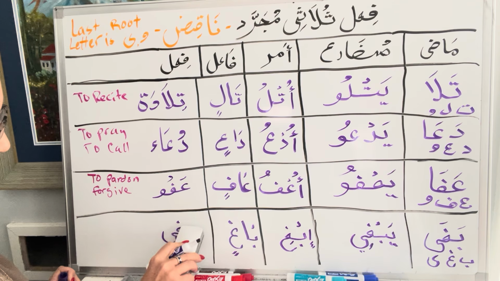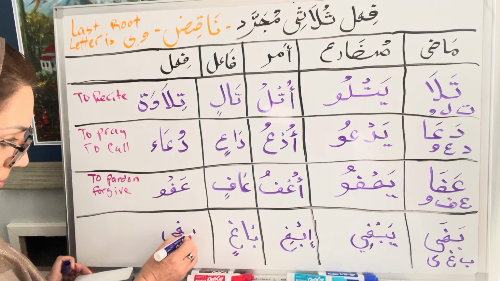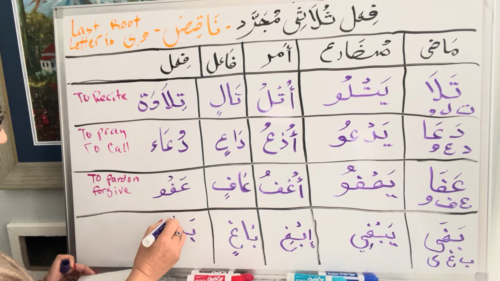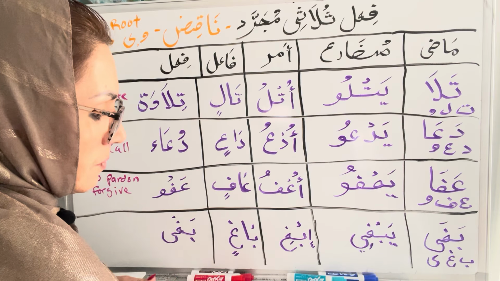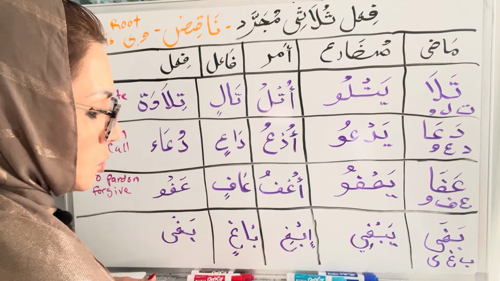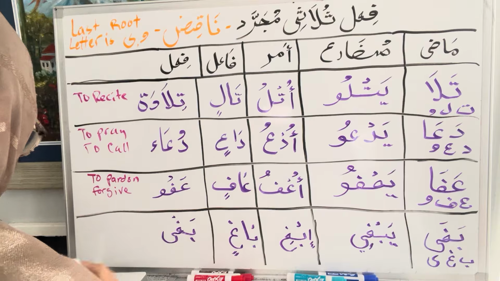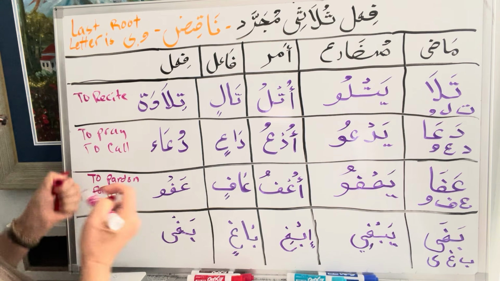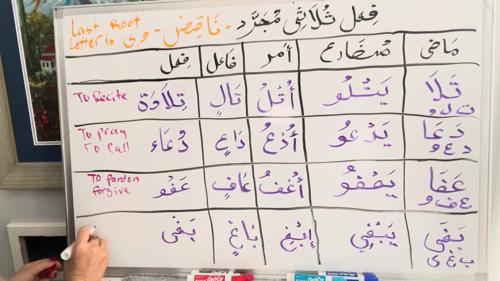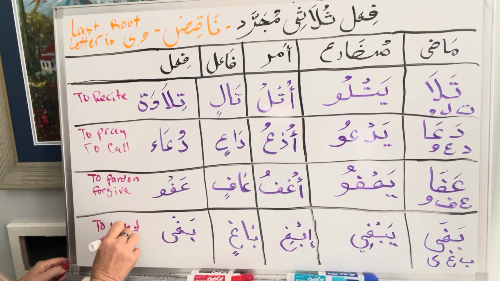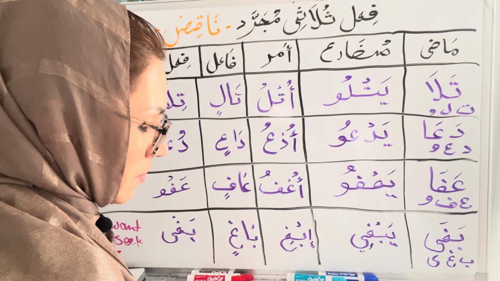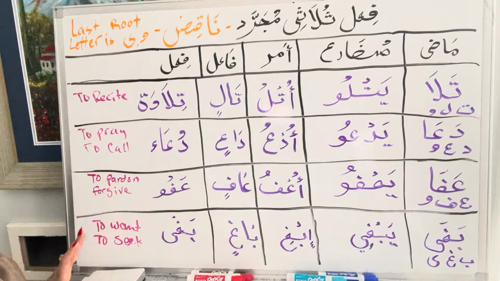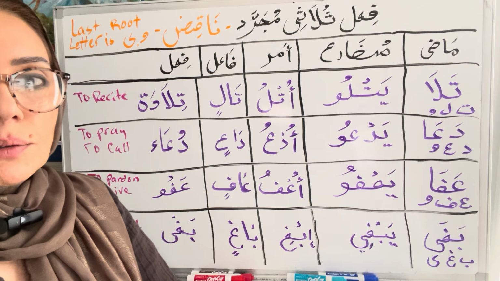Let me write this a little bit better because that's pretty bad. Okay. This means بغى يبغي, to want, to seek. All right, let's go over it quickly, and then I will erase the board and come back with the rest of them.